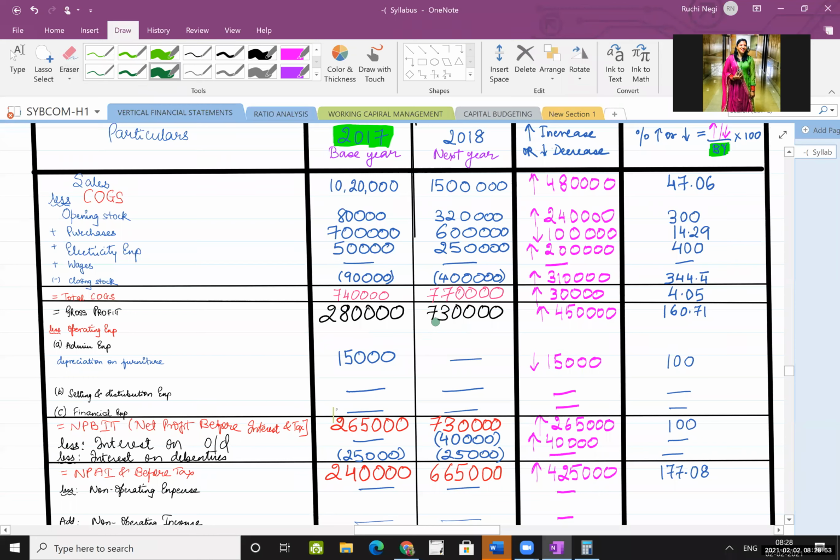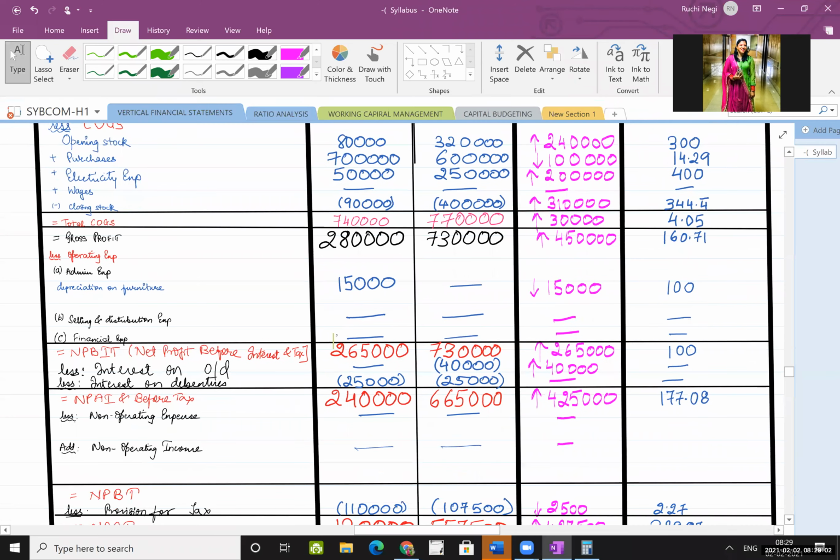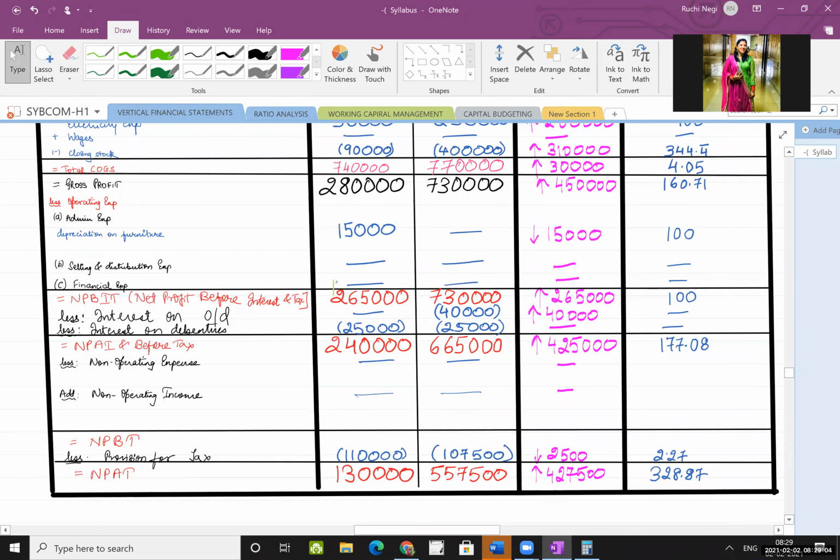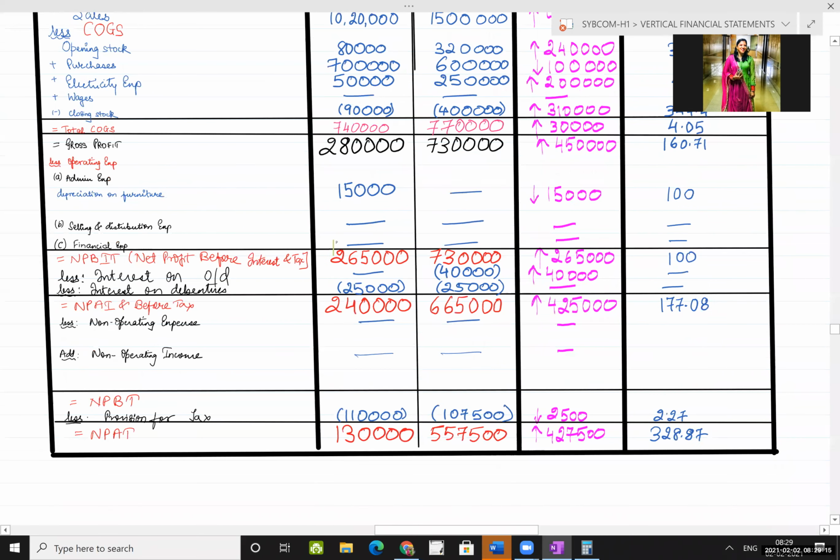Are you guys understanding? Is it clear? Acknowledge it in the chat box. Next, operating expenses. Okay, great.